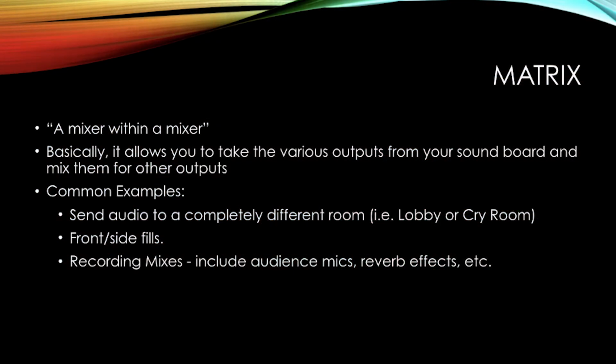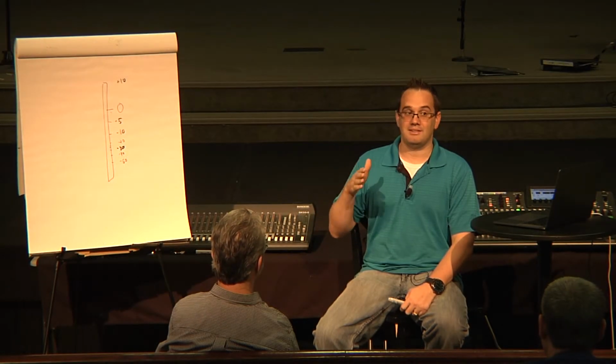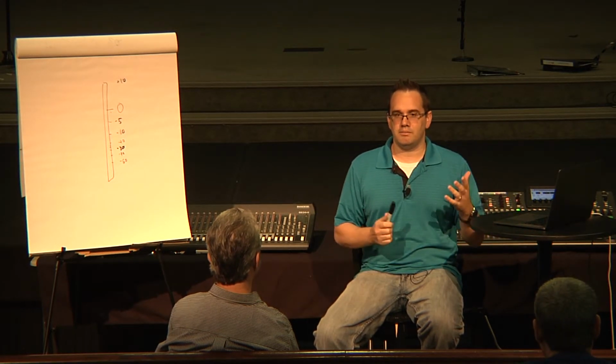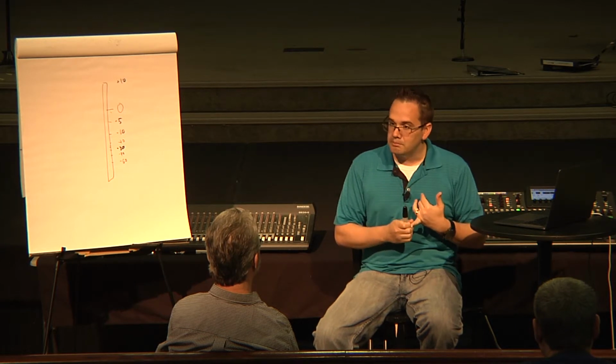A matrix. This is basically a group. When you think about subgrouping in mix buses, usually you take a bunch of channels and you mix it down to a single group. What matrix does is you take multiple channels and you mix it down to multiple outputs. They call it a mixer within a mixer. So you have a matrix that you could say, okay, I want one feed with this particular volume and these particular settings going over here, but I'm going to take the same feed and send it over here using different settings.